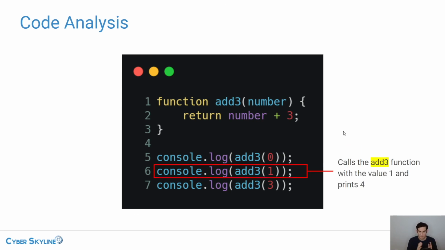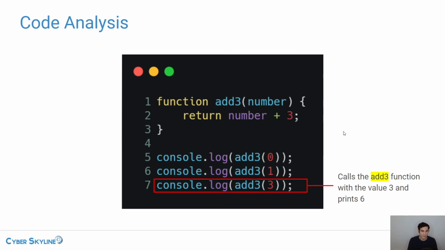The next line, pretty self-explanatory, add3 function with the value 1. We do 1 plus 3, that's going to give you 4. We print out 4. The next line, we call add3 with 3. That does 3 plus 3, that's 6. It prints out 6. So hopefully that all makes sense.